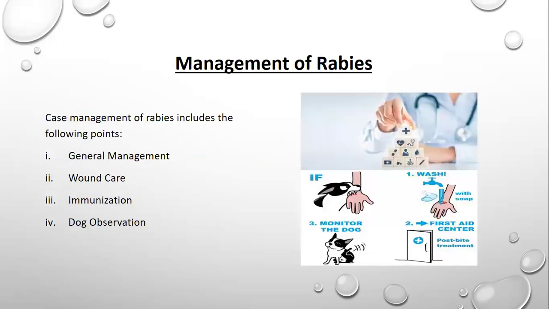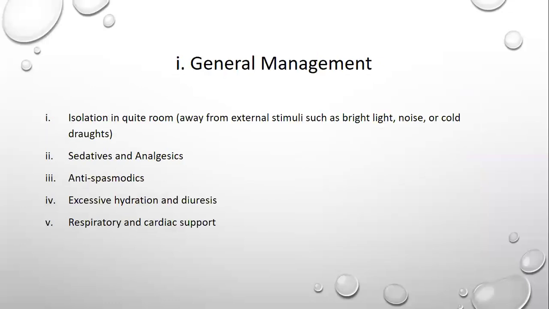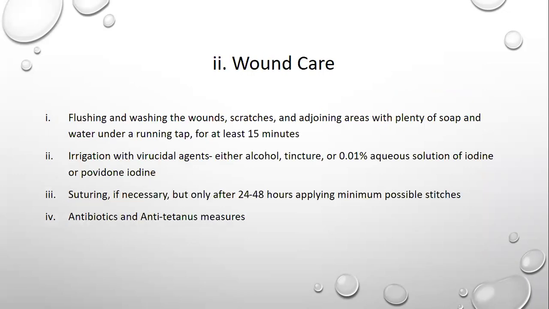Management of rabies. Case management of rabies includes the following points: general management, wound care, immunization, and dog observation. General management: isolation in a quiet room, away from external stimuli such as bright light, noise, or cold draughts. Sedatives and analgesics, antispasmodics, excessive hydration and diuresis, respiratory and cardiac support.